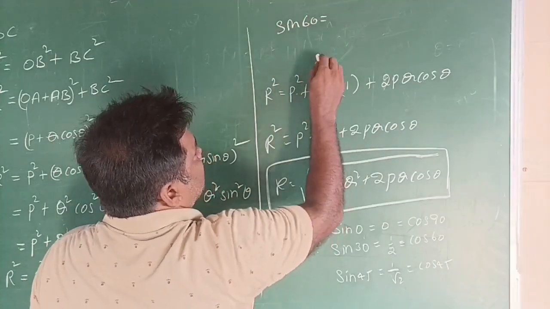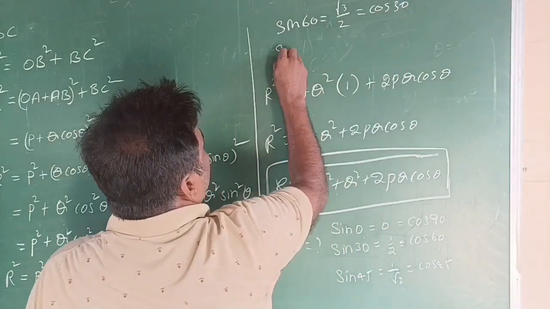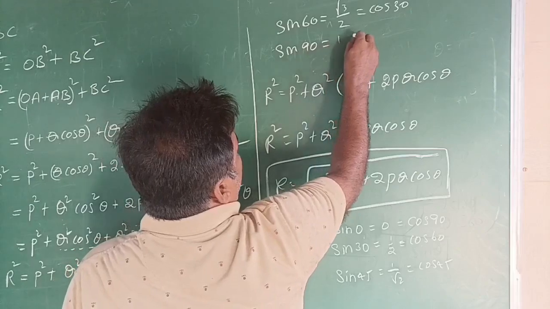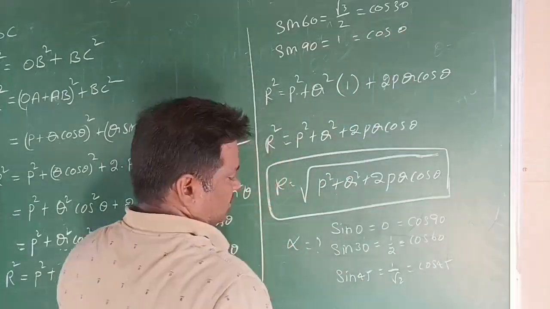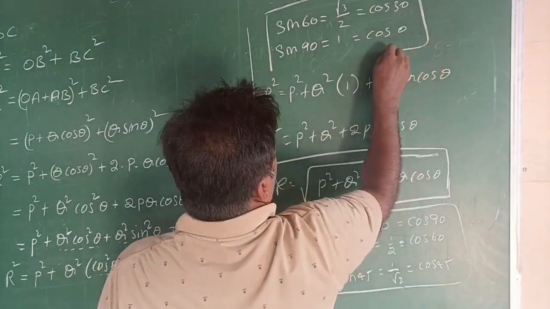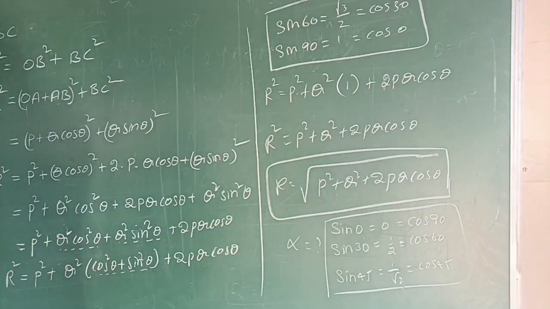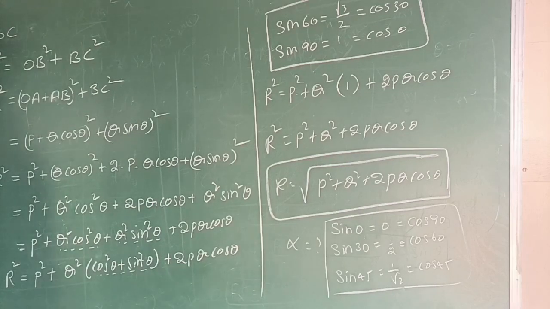Sin 60 is equal to root 3 by 2, that is equal to cos 30. Sin 90 is equal to 1, that is equal to cos 0. Just go through these values; your mathematics teachers will discuss how you get those values. Note it down. We are going to do some problems on these values, based on these values, this formula and a directional formula. Okay? Thank you.